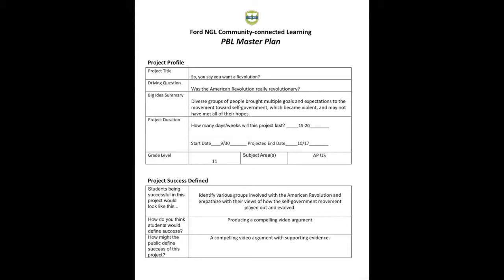The project title is So You Say You Want a Revolution. The driving question is, was the American Revolution really revolutionary? Diverse groups of people brought multiple goals and expectations to the movement toward self-government, which became violent and may not have met all of their hopes. This project is lasting 15 to 20 days. You can see the grade level is 11th grade AP US History.